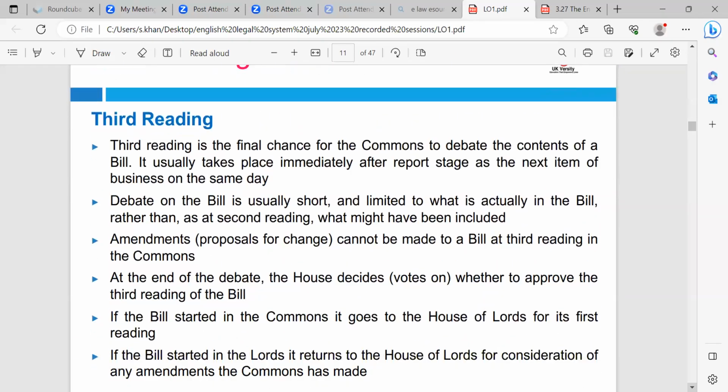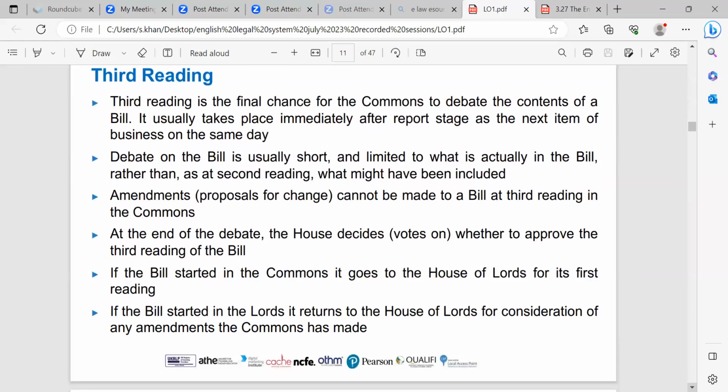The third reading in the House of Commons. Third reading is the final chance for the Commons to debate the contents of the bill. It usually takes place immediately after the report stage as the next item of business on the same day. Debate on the bill is usually short and limited to what is actually in the bill, rather than, as at second reading, what might have been included.